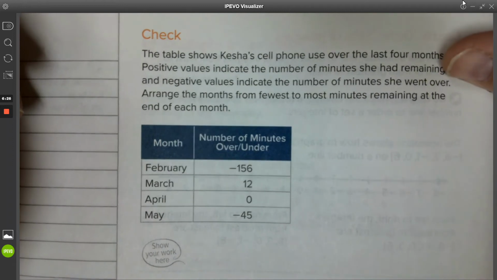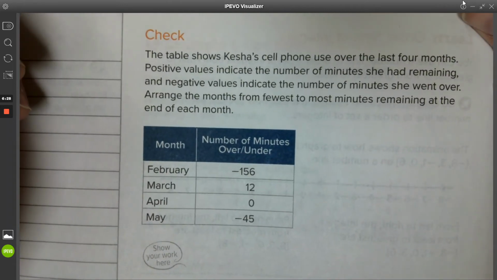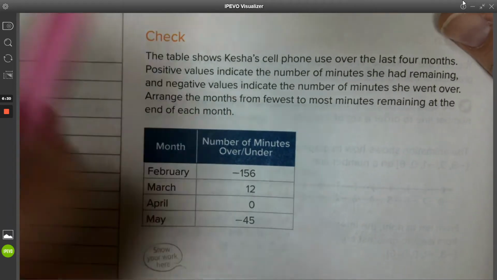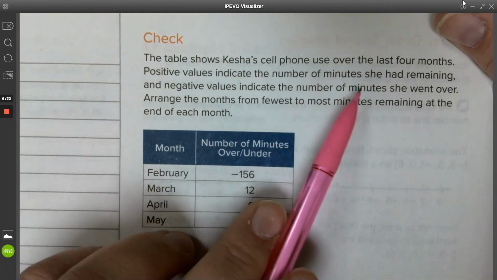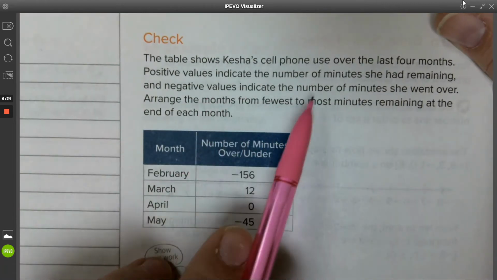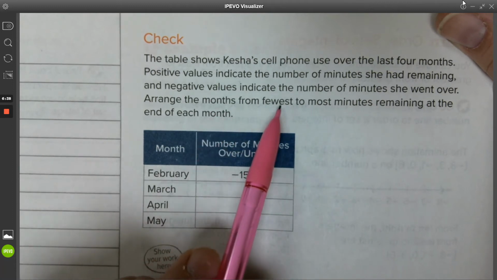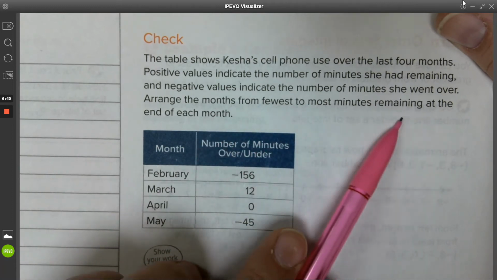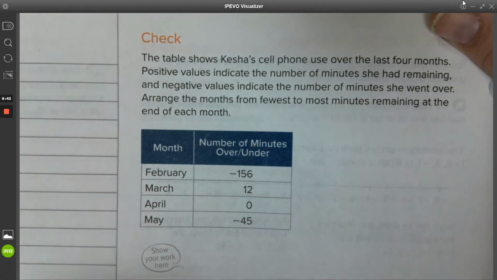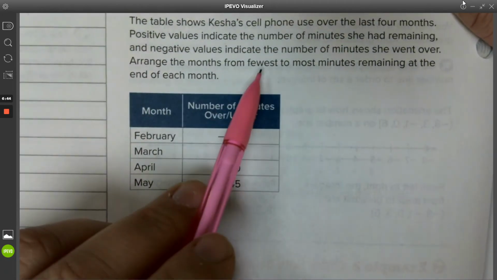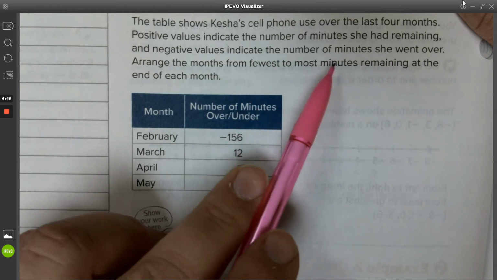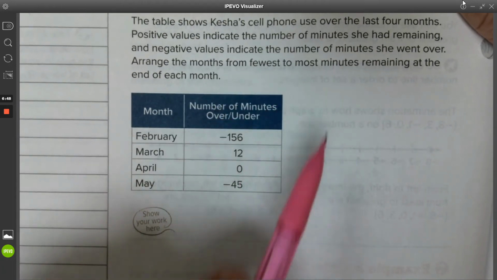This table shows Kesha's cell phone use over the last 4 months. Positive values indicate the number of minutes she had remaining, and negative values indicate the number of minutes she went over. We're going to arrange the months from fewest to most minutes remaining at the end of each month. So fewest to most, so least to greatest.